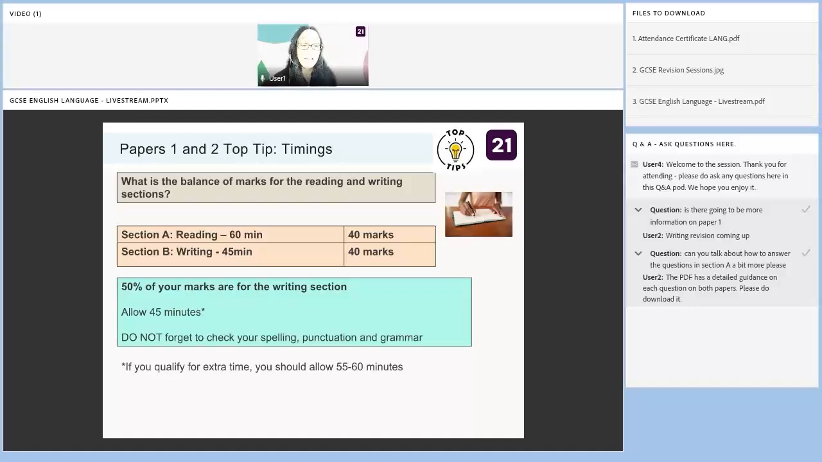Allow 45 minutes. And don't forget to check your spelling, punctuation and grammar. If you do qualify for extra time, you should allow around 55 to 60 minutes. And one key tip that I should tell you is that you should at least spend a bit longer on section A questions with the high value mark questions. So particularly question 4 on paper 1, which is worth 20 marks, and question 4 on paper 2, which is worth 16. So it's so important to make sure that you get your timings right and try and go into the exam with a positive mindset, believe that you're capable, pace yourself and do your best.